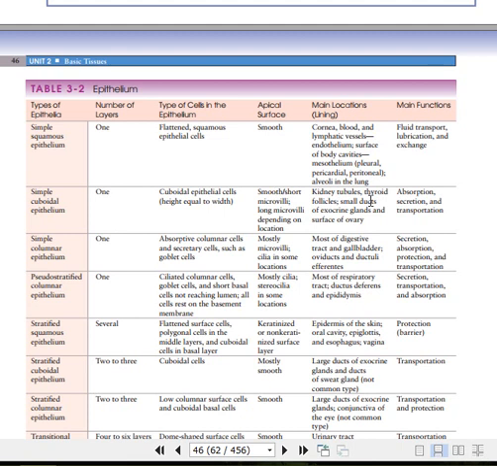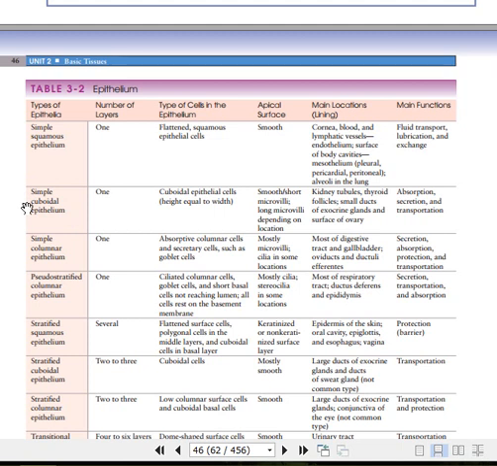They are located in small ducts. So it is only when you have small ducts that you can have a simple cuboidal epithelium. But if you have a long duct, it is instead going to be stratified cuboidal epithelium, because we don't want the simple cuboidal epithelium, which is only one layer thick, to reabsorb the elements of the duct.